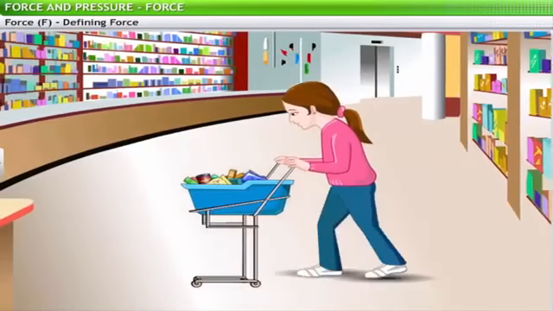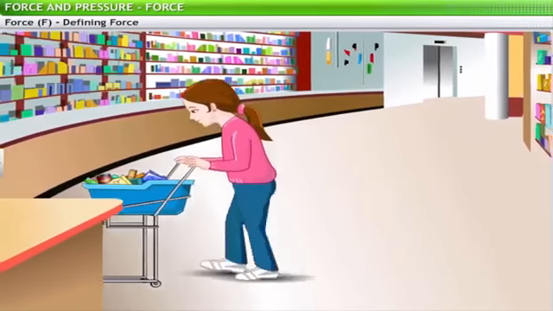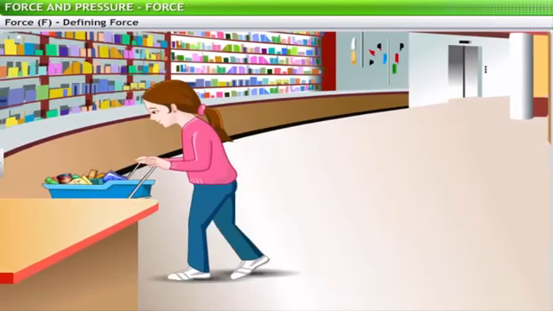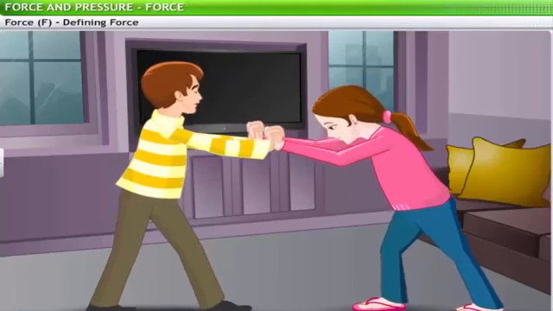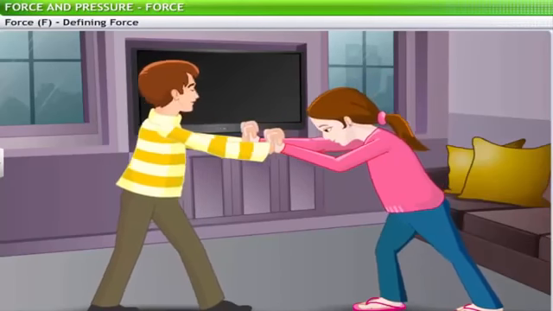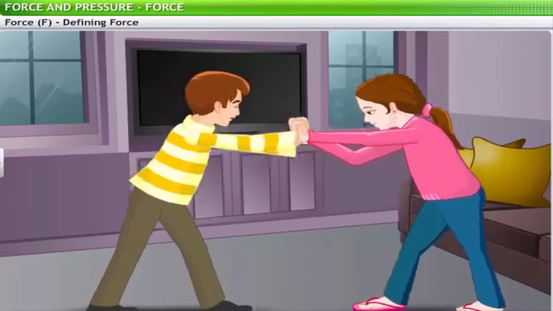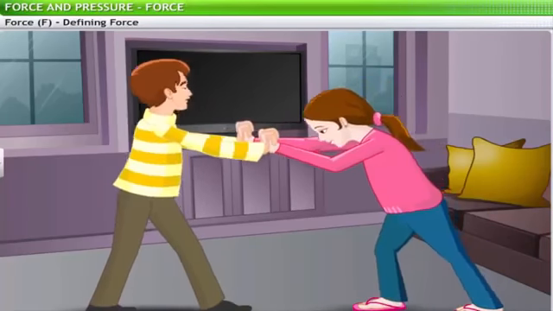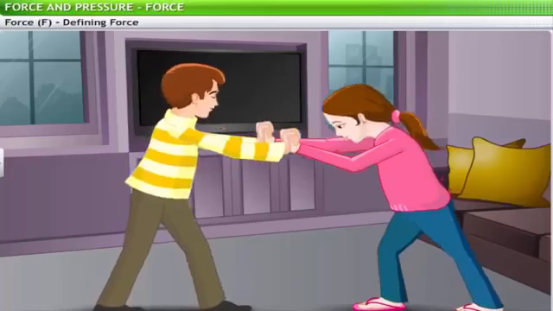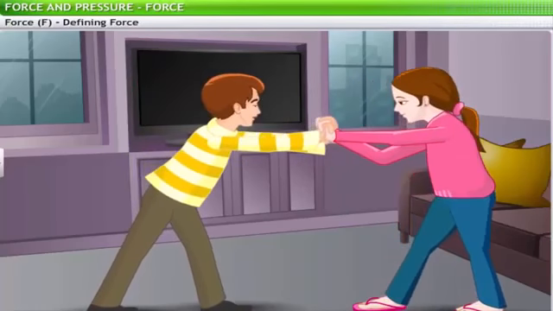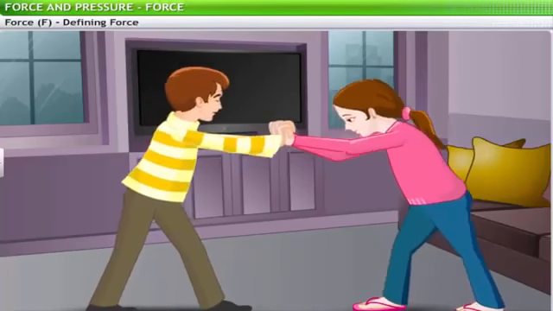Okay, what a load of stuff. Now for billing. In the third situation, Tina is pushing a shop cart towards the billing counter. Move out of my way. Don't push me, you move. Finally, in the fourth situation, Tina and James are both pushing each other with equal force. That's why neither of them is moving.